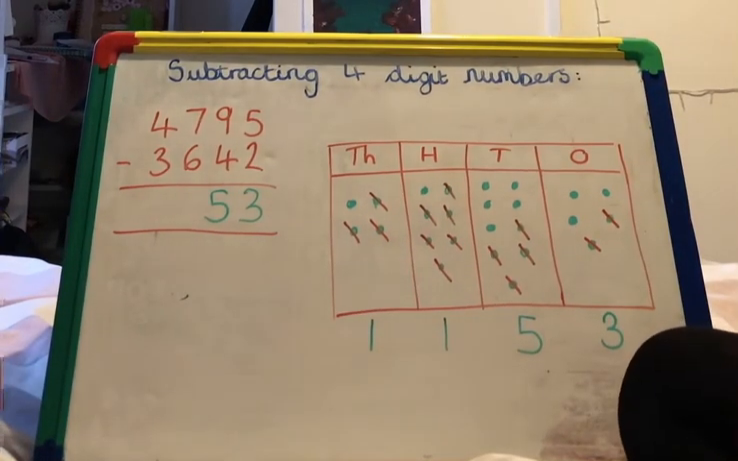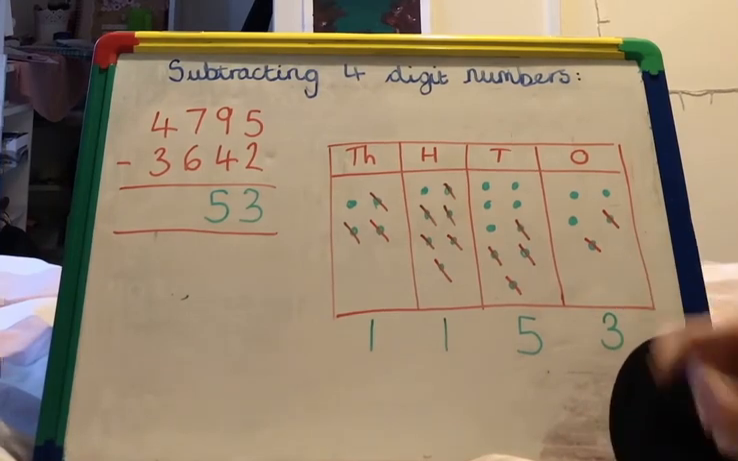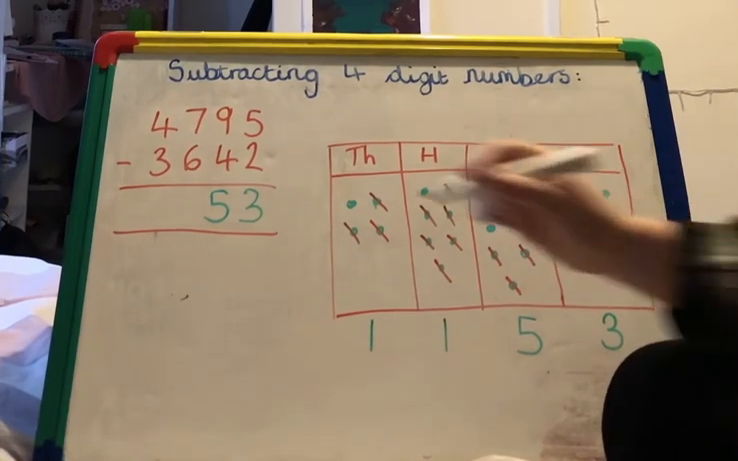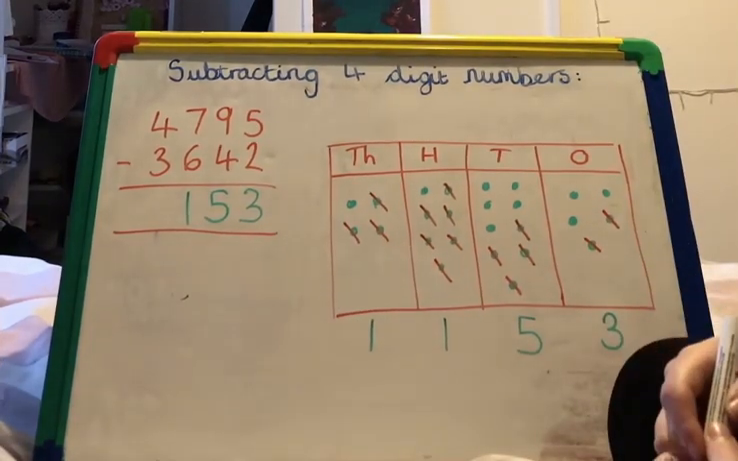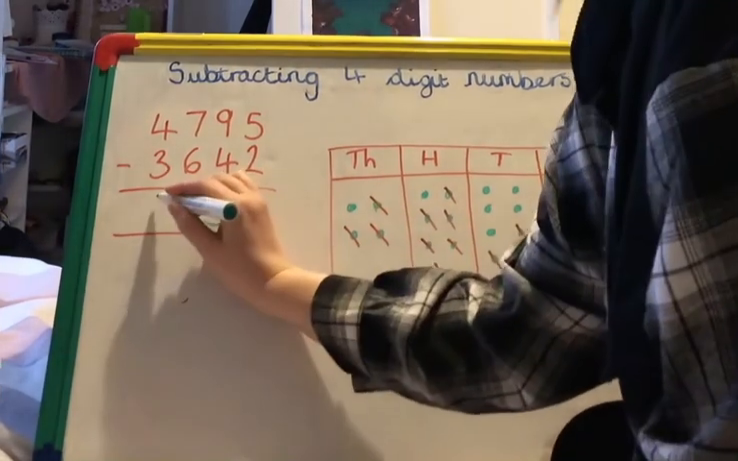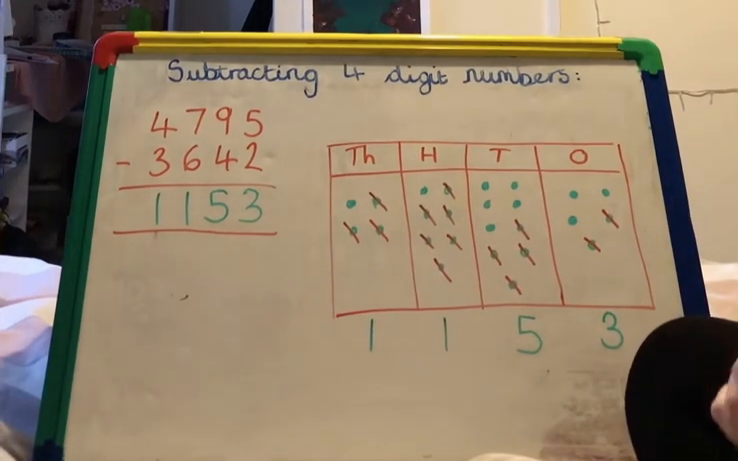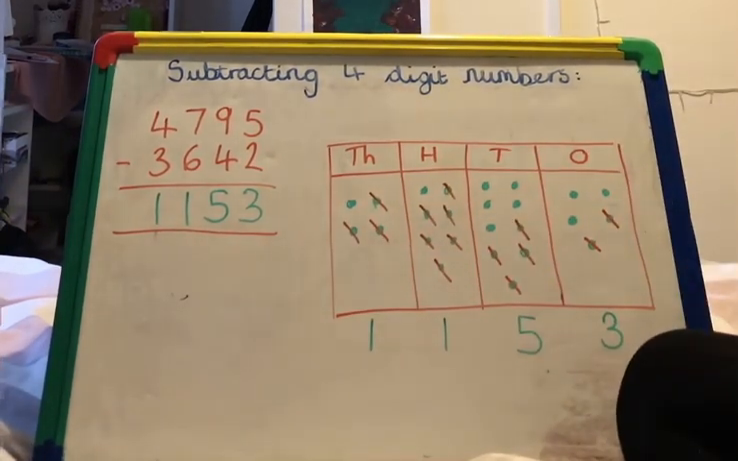Our next column, 7 take away 6. Should be able to do that in our heads. Remember, use your fingers if you need some help. 7 take away 6 is 1. And 4 take away 3, nice and easy, is 1. So our answer, we've checked, is definitely 1,153.